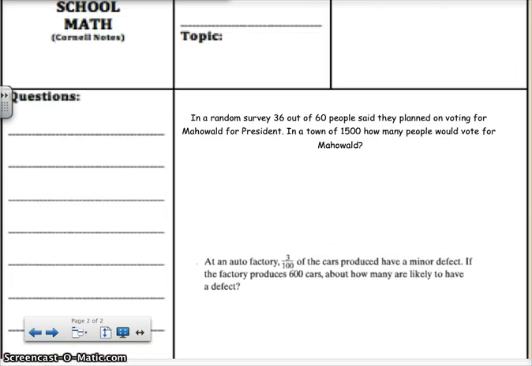In a random survey, surveys are experimental probability, 36 out of 60 people said they plan on voting for Mahowald for president. It's me. In a town of 1,500, how many people would vote for Mahowald?